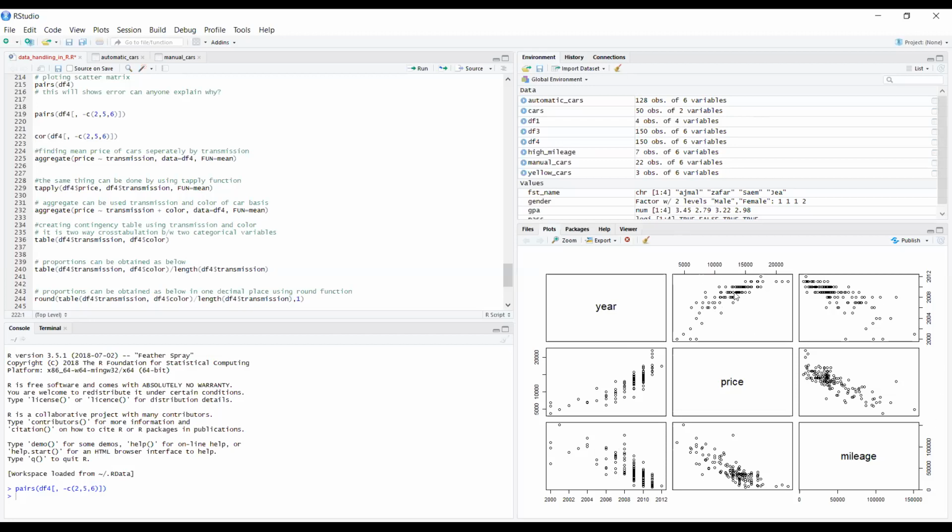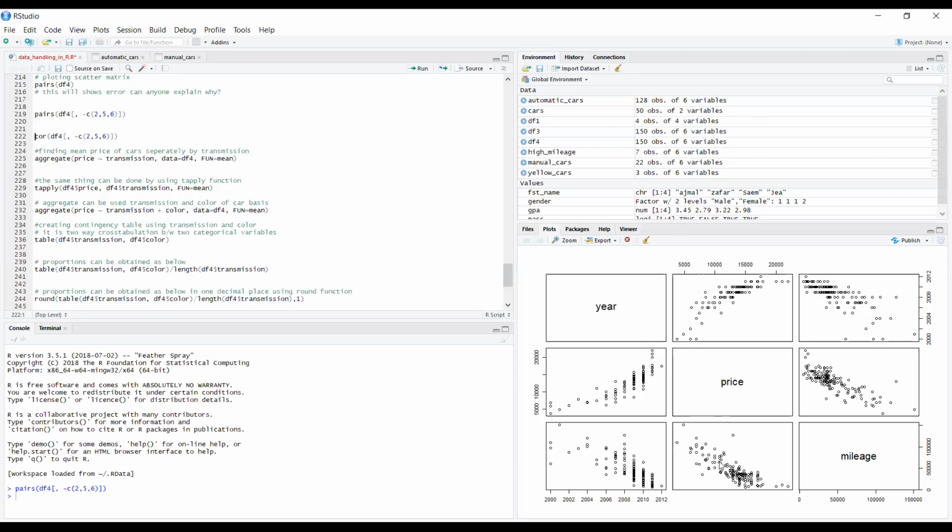Let me zoom in on this graph. This is between the price and year. This is the scatter plot between the mileage and year. What is this indicating? This is indicating that we have a positive relationship between the price and year, and we have a negative relationship between the mileage and year. Mileage and year have a negative relationship, while price and year have a positive relationship.